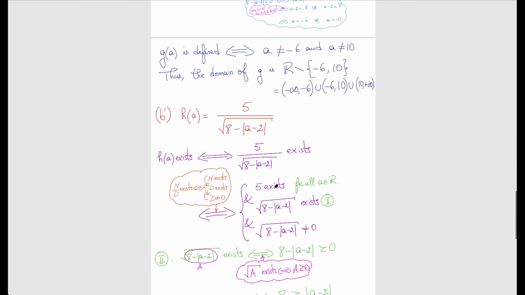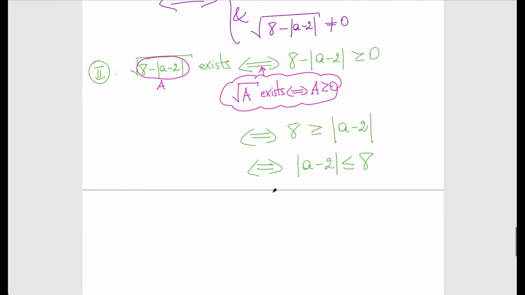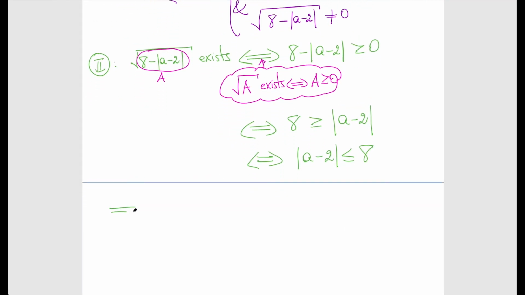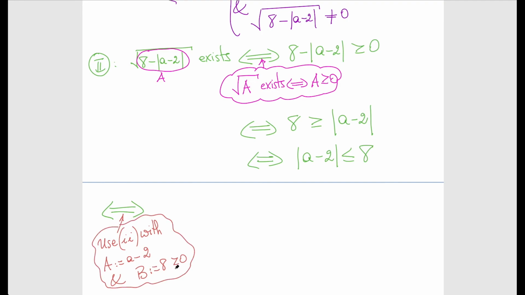Okay? So here we're going to employ property 2 above, with capital A to be little a minus 2 and capital B to be the 8, and clearly the B is non-negative, so as such I can use that property, right? Okay, so then what?